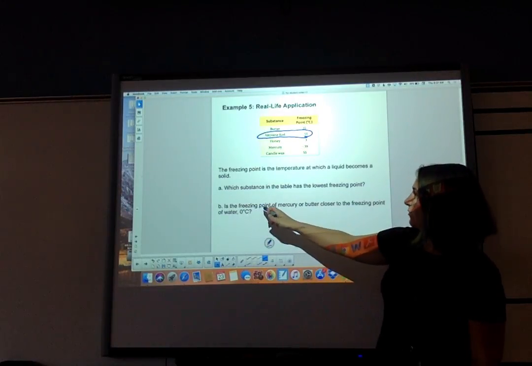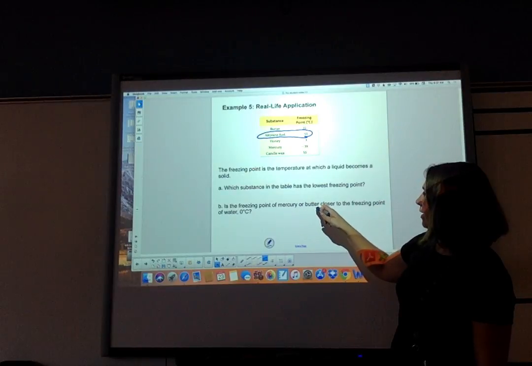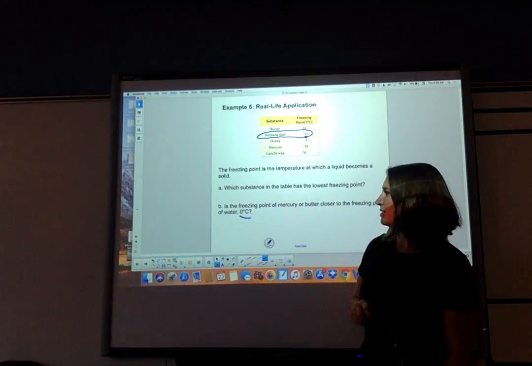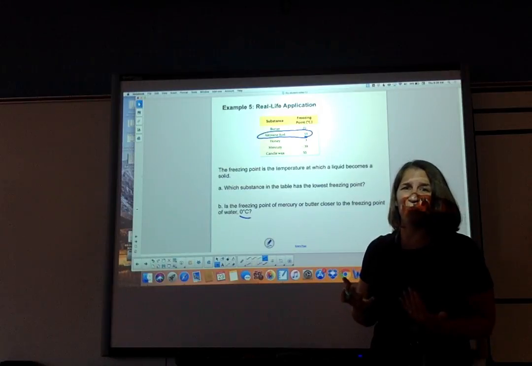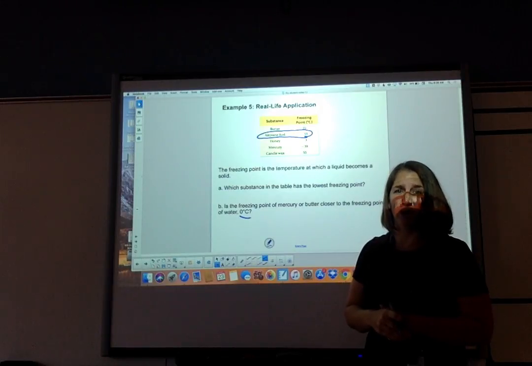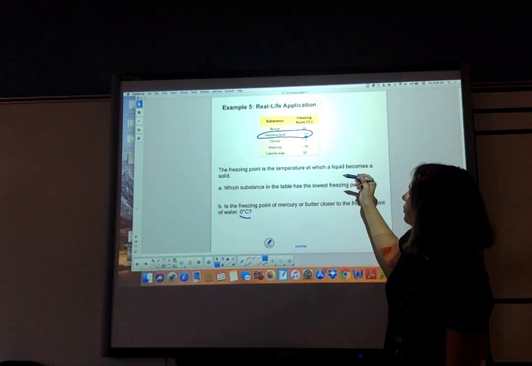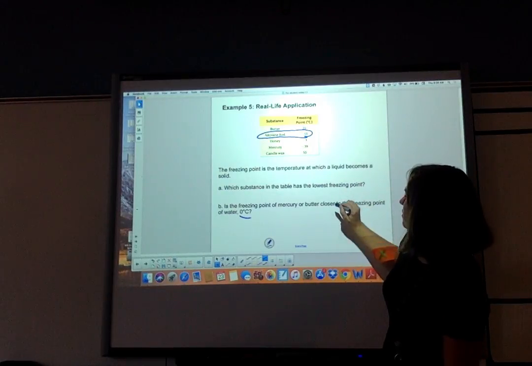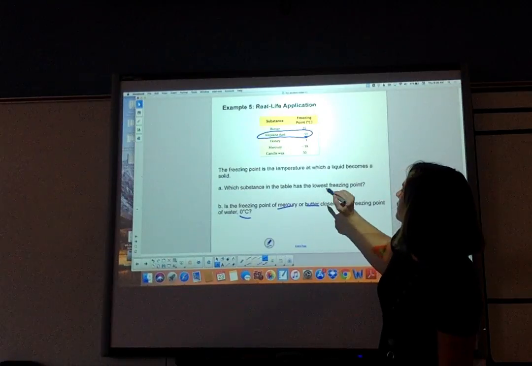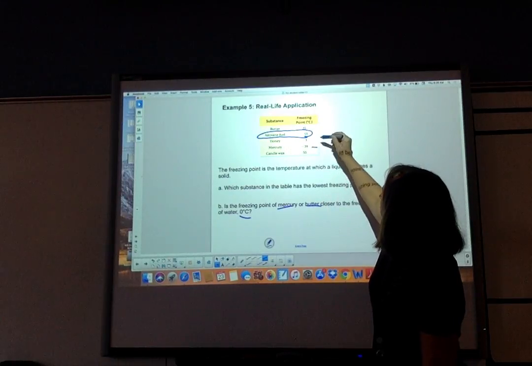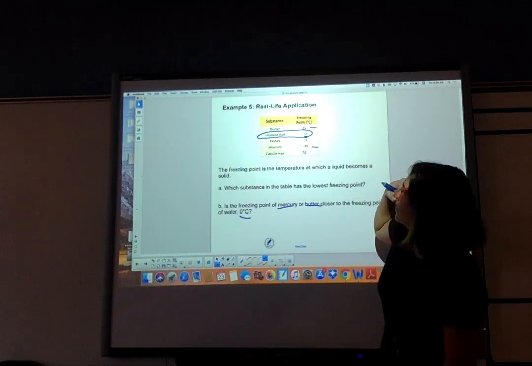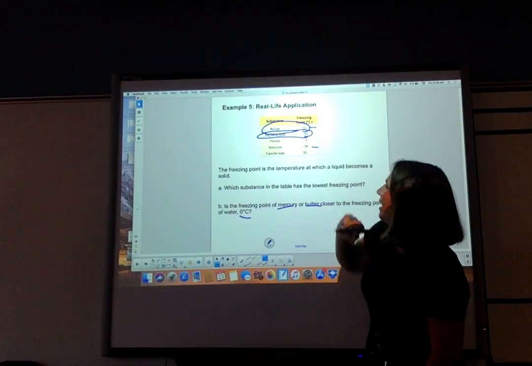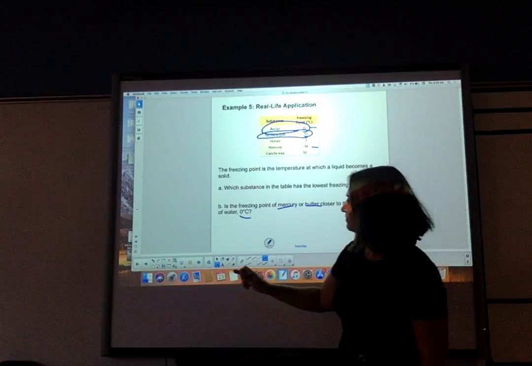Now we want to know, is the freezing point of mercury or butter closer to the freezing point of water, which is at 0 degrees Celsius? So now we're basically just saying which one has the smallest absolute value, which one's closest to 0, and that would be mercury or butter is what we're looking at. So -39 or 35, which one's closer to 0? That would be butter at 35.